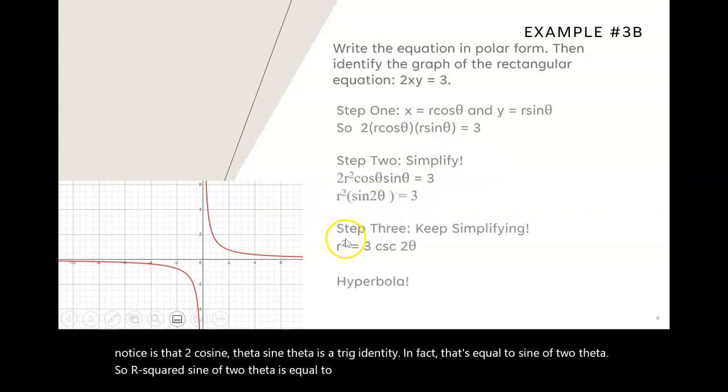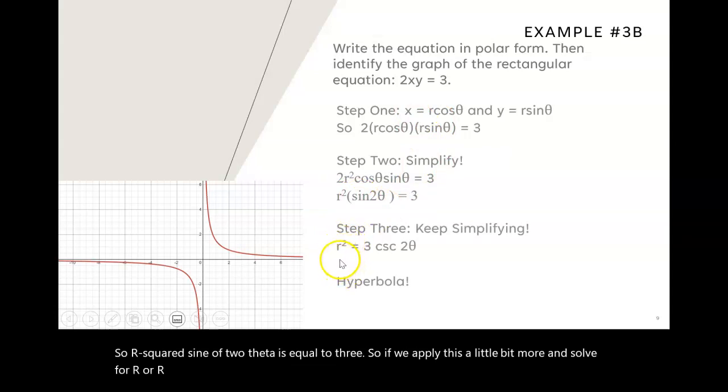So if we simplify this a little bit more and solve for r squared in this case, we get r squared is equal to 3 cosecant of 2 theta. So all I did was divide by sine of 2 theta. And in fact, this is a hyperbola.